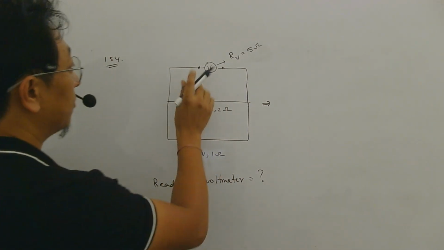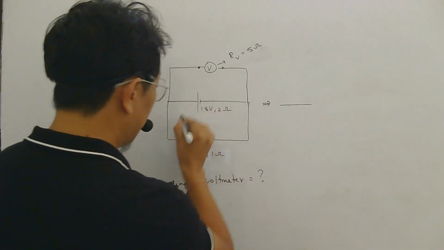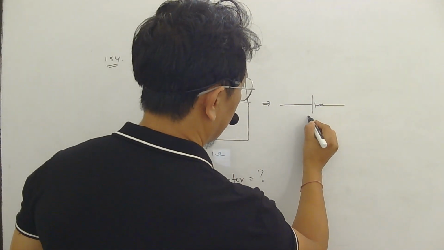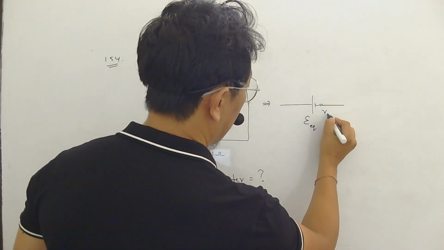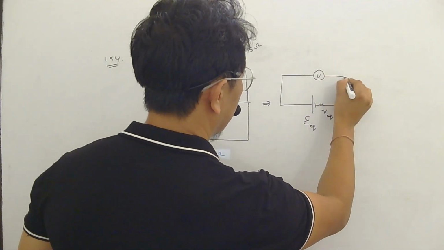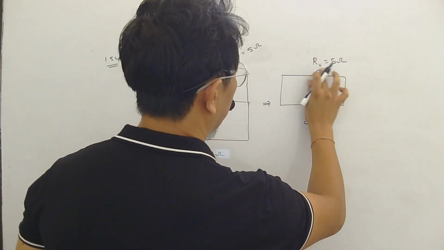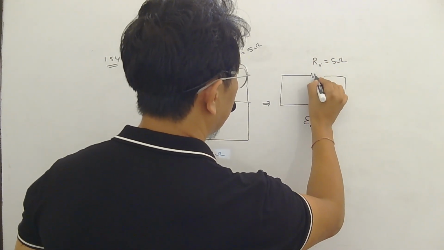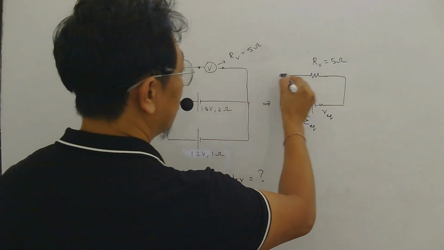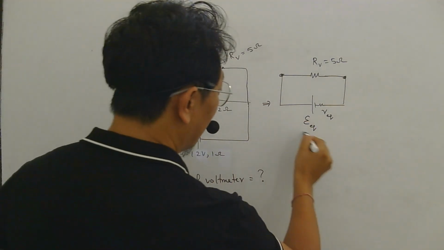So now to find voltage between these 2 points, what you can do? You can replace these 2 cells by one cell, E equivalent, R equivalent, and here is your voltmeter. Remember, resistance of voltmeter is 5 ohm. So if you want, you can replace it by a resistor. So to find voltage between these 2 points, I need to first find equivalent EMF.